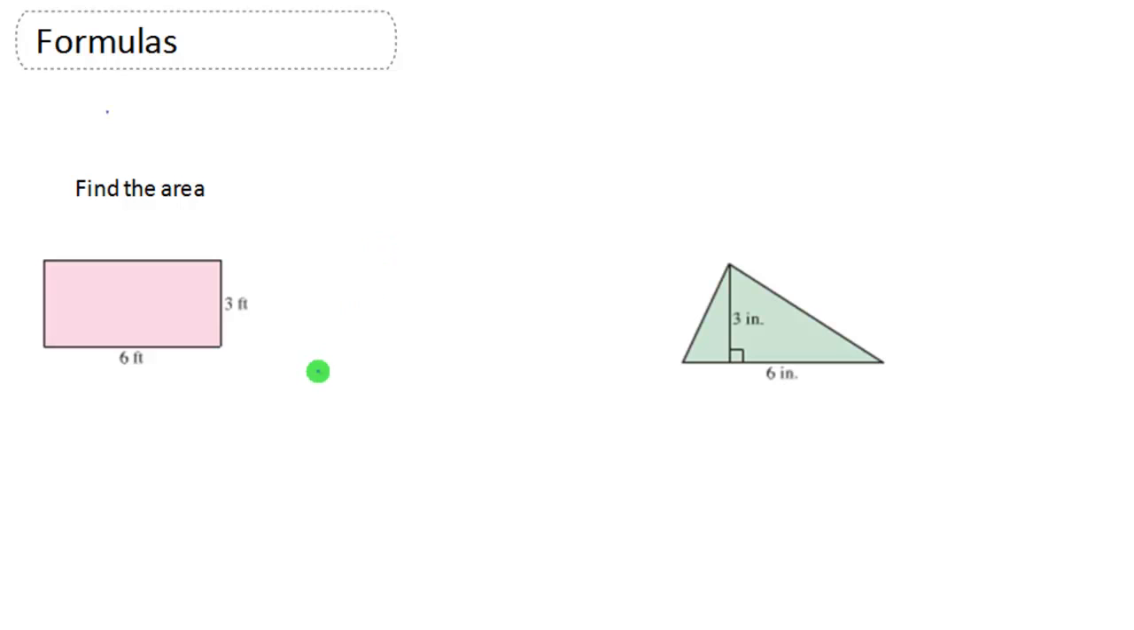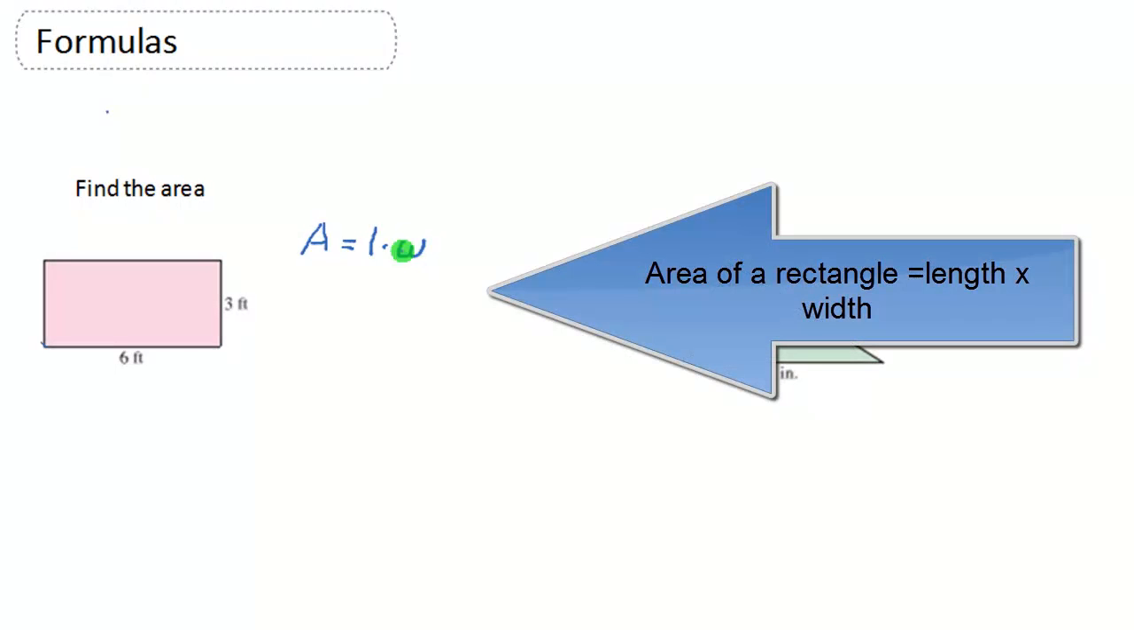In this video we're going to talk about formulas, and we're going to start off by talking about two common formulas in geometry. These are the area formulas of two figures, a rectangle and a triangle. Now, to find the area of a rectangle, we multiply its length times its width.